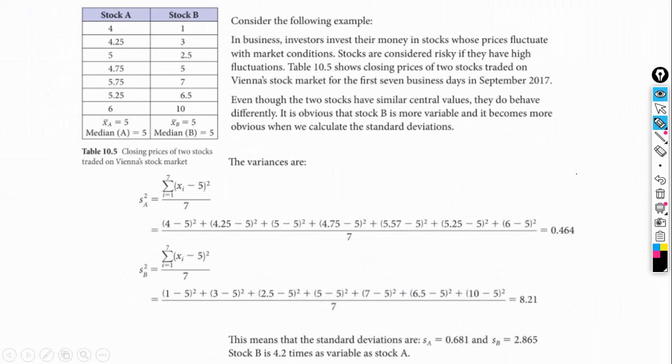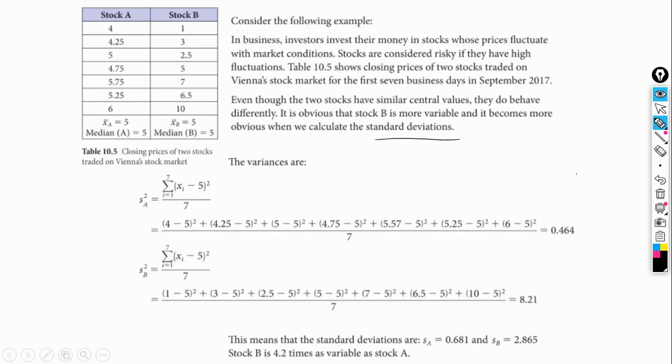In business, investors invest their money in stocks whose prices fluctuate with market conditions. Stocks are considered risky if they have high fluctuations. Table 10.5 shows closing prices of two stocks traded on Vienna's stock market for the first 7 business days in September 2017. Even though the two stocks have similar central values, they do behave differently. It is obvious that stock B is more variable, and it becomes more obvious when we calculate the standard deviations.